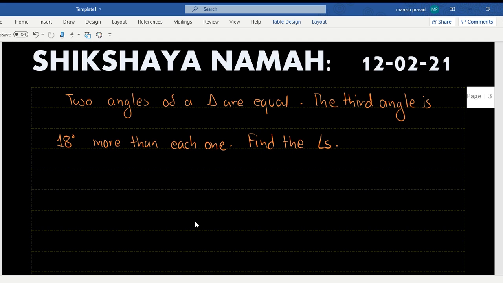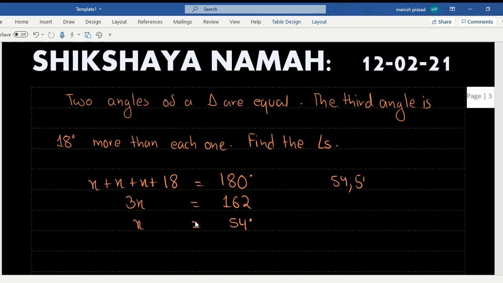Okay. So this would be x plus x plus x plus 18, that is equal to 180. 3x would become equal to 162, and x would become equal to 54. So one of the angles is 54, the other angle is also 54, and the third angle would be 72.